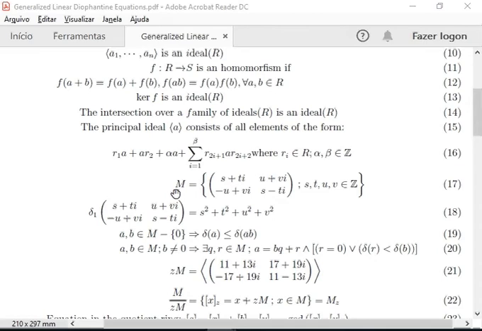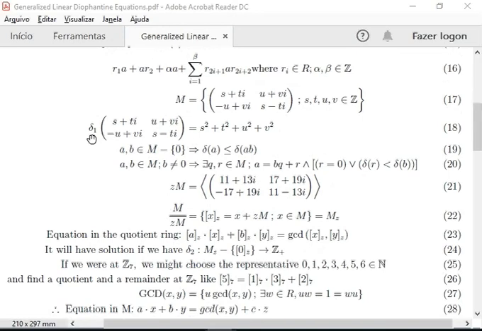after that, amazing theorem or definition, we're going to define our new space M of quaternions. What is a quaternion? ai, bj, ck plus a real. In matrix form, we have s plus ti, s minus ti, u plus vi, minus u plus vi, a 2 by 2 matrix with s, t, u, v in Z, integers.